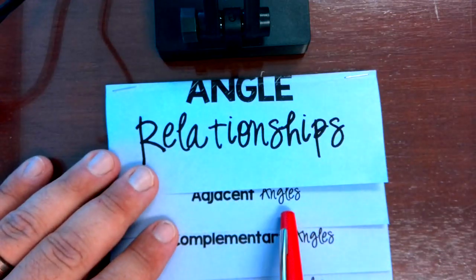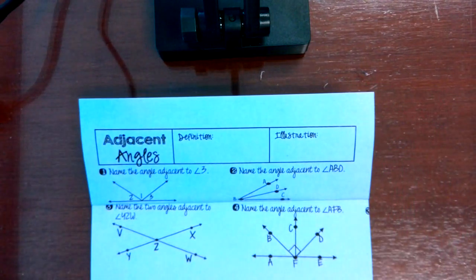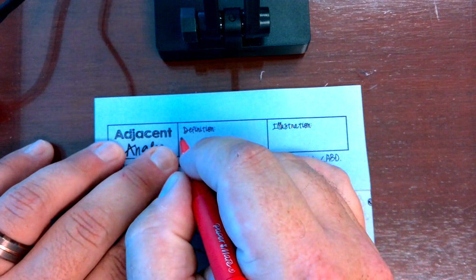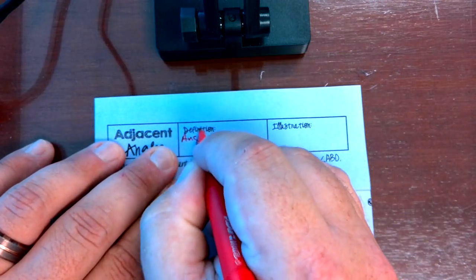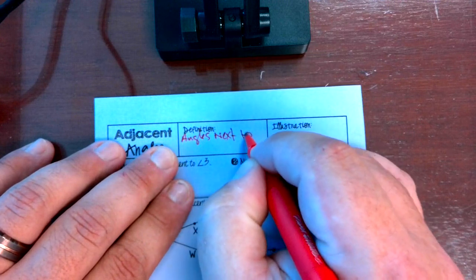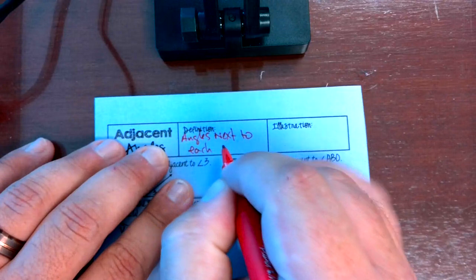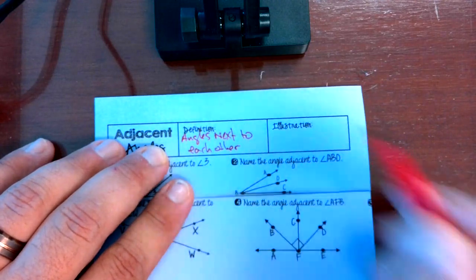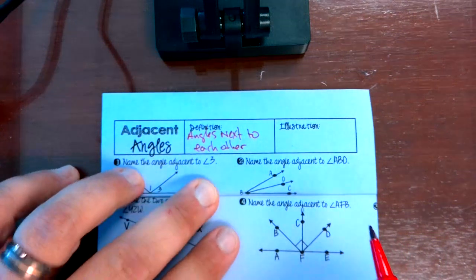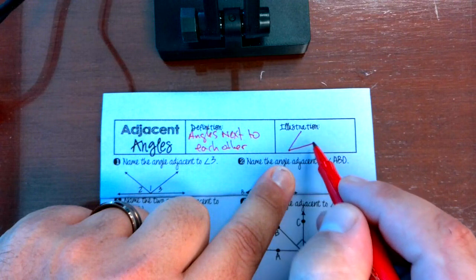adjacent angles. So if I look in here, that word adjacent and how this works. They are just angles next to each other. Adjacent means beside. So whenever we see adjacent, we're talking about angles that are beside each other. And I am going to just draw a quick picture here.